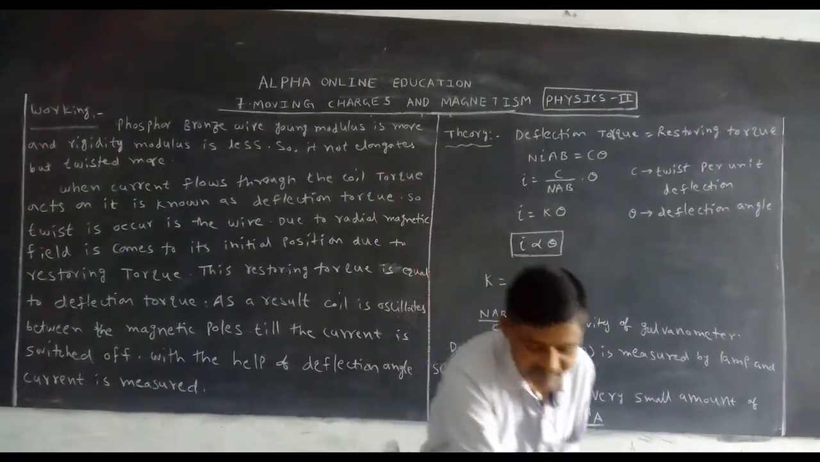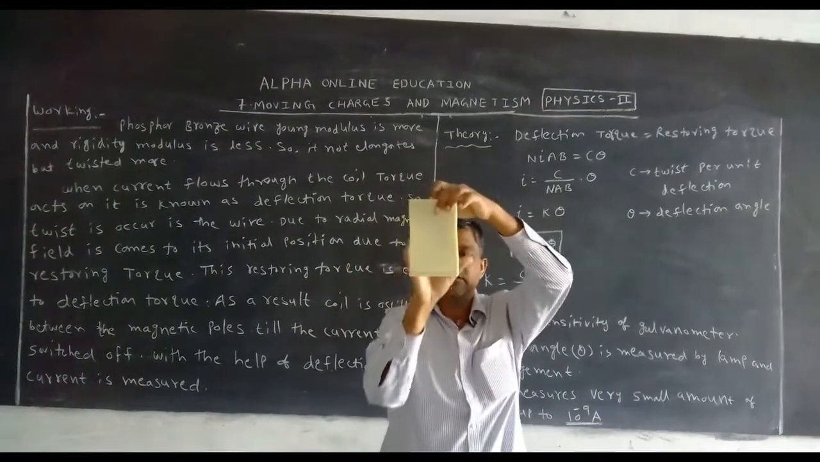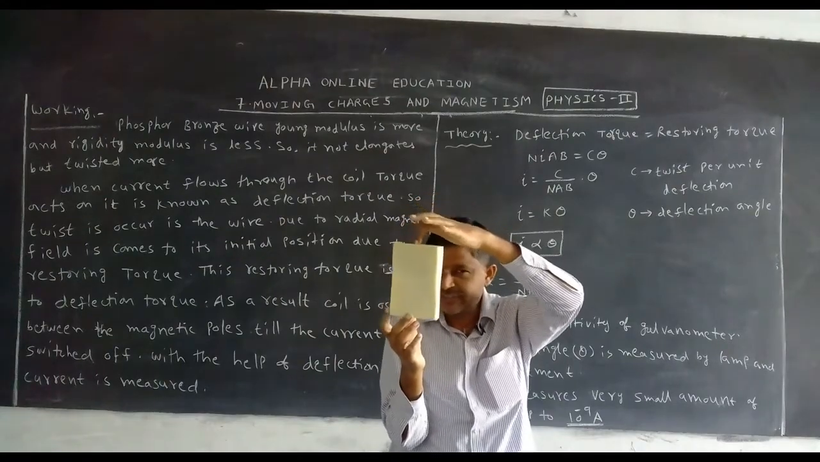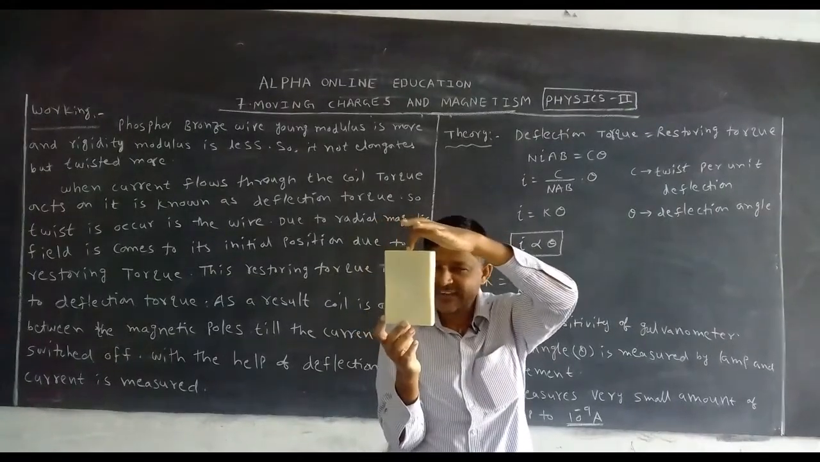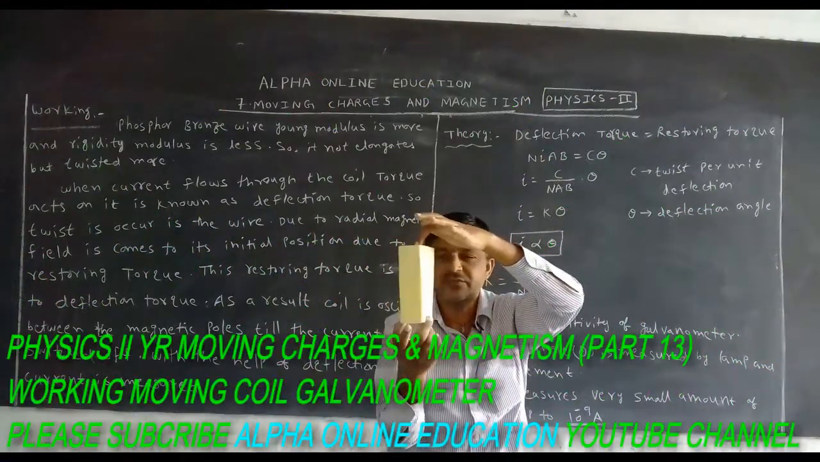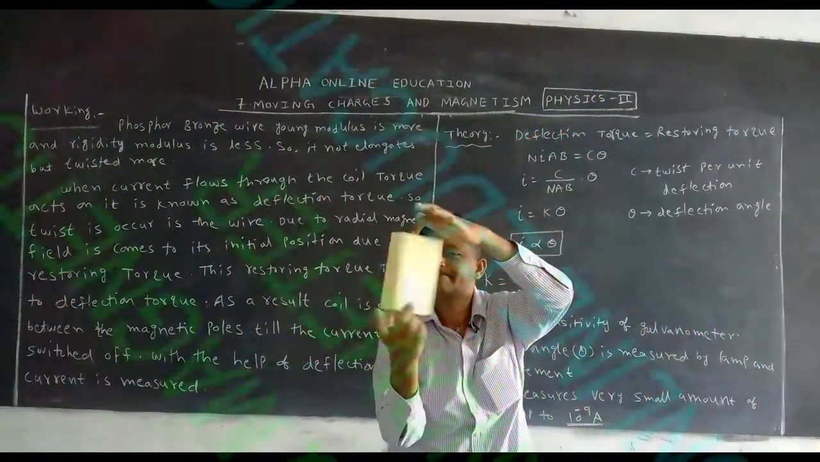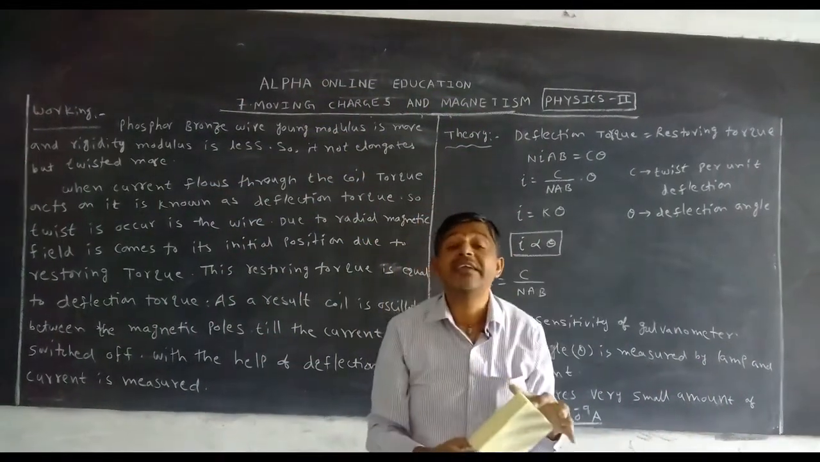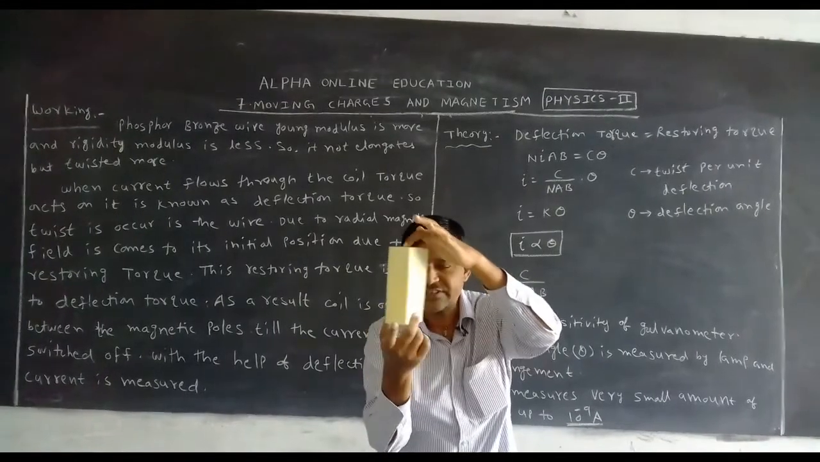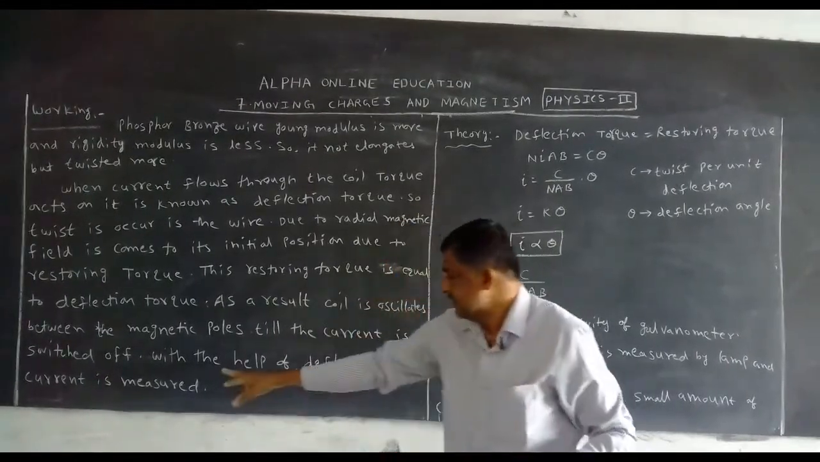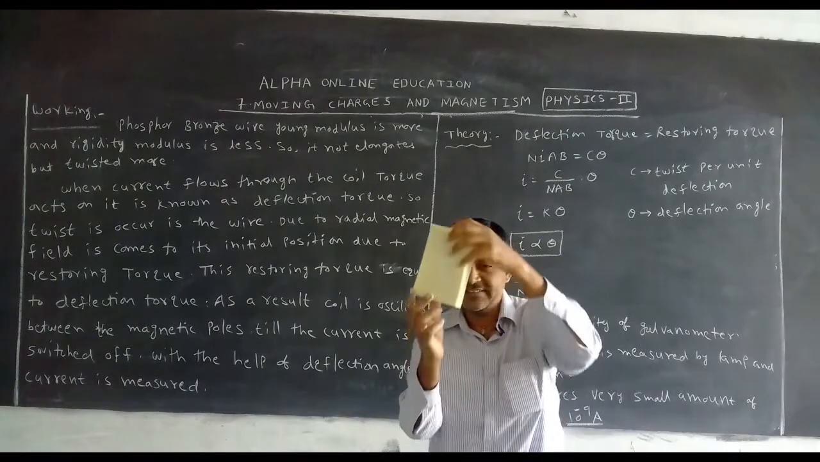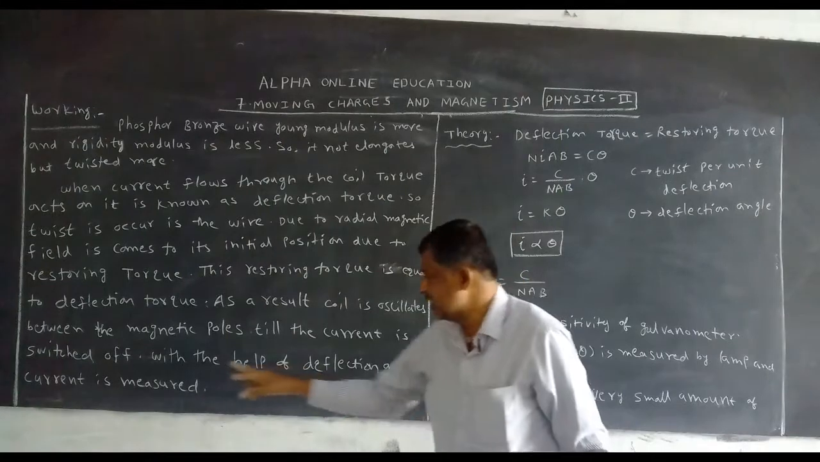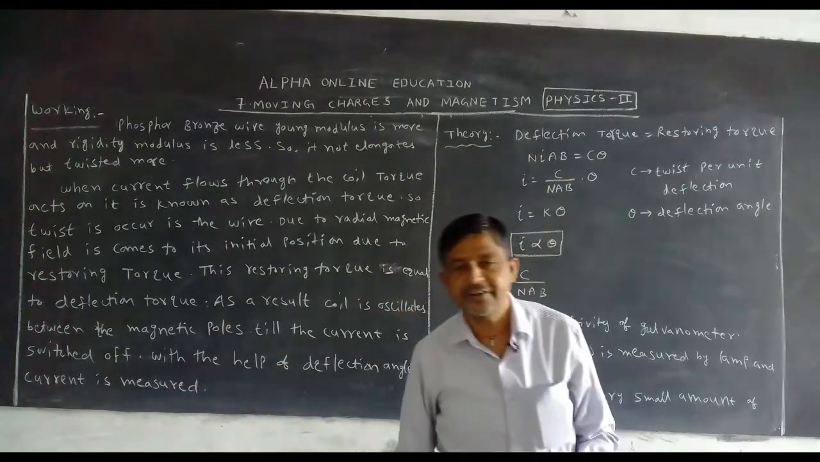This is the coil. When current passes through it, both deflection torque and restoring torque act on it with equal magnitude. That's why it oscillates like this. This is the working principle of the moving coil galvanometer. When current flows, it oscillates. With the help of the deflection angle, it is deflected in this direction and in this direction. With the help of the deflection angle, current is measured.